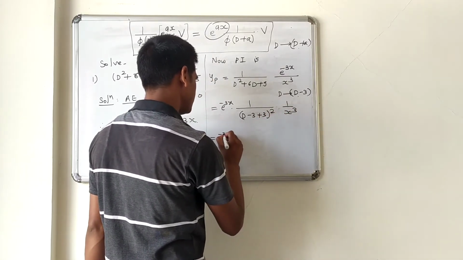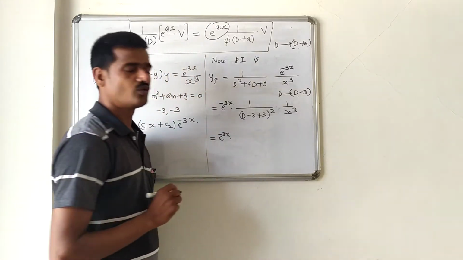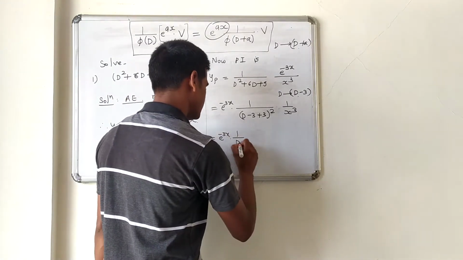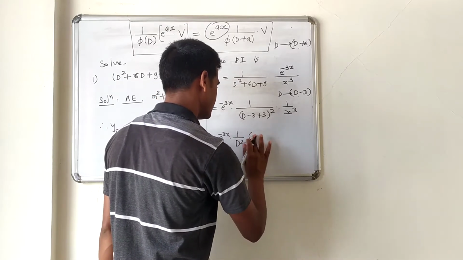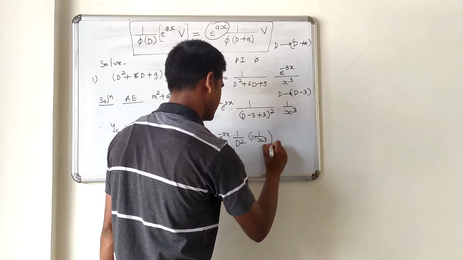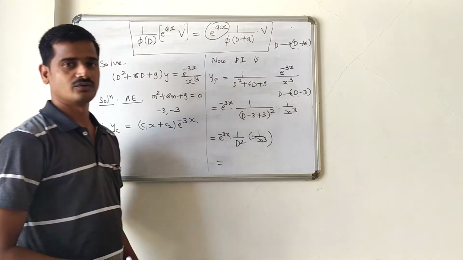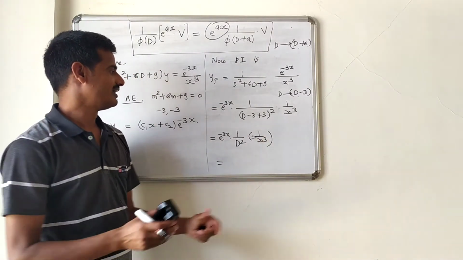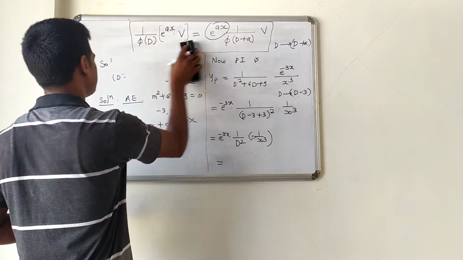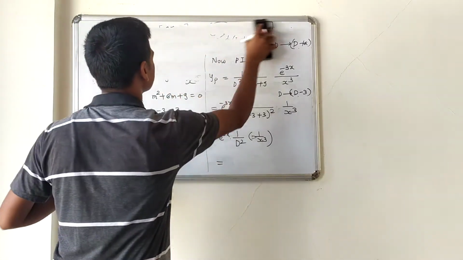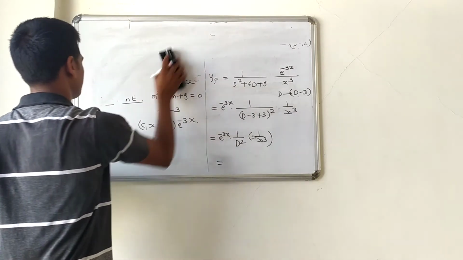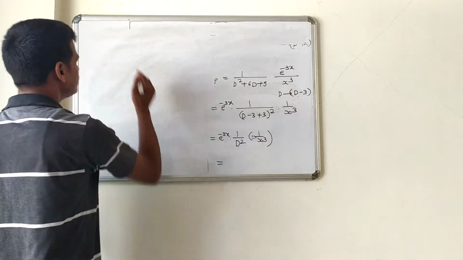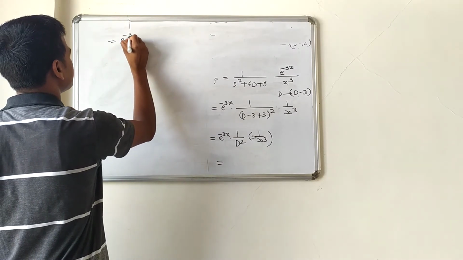So it is equal to e to the power minus 3x. Now plus 3 minus 3 will get cancelled. So 1 upon d square of 1 upon x cube. Now 1 upon d square means integrating twice. So let us find this integration, with e to the power minus 3x in front.